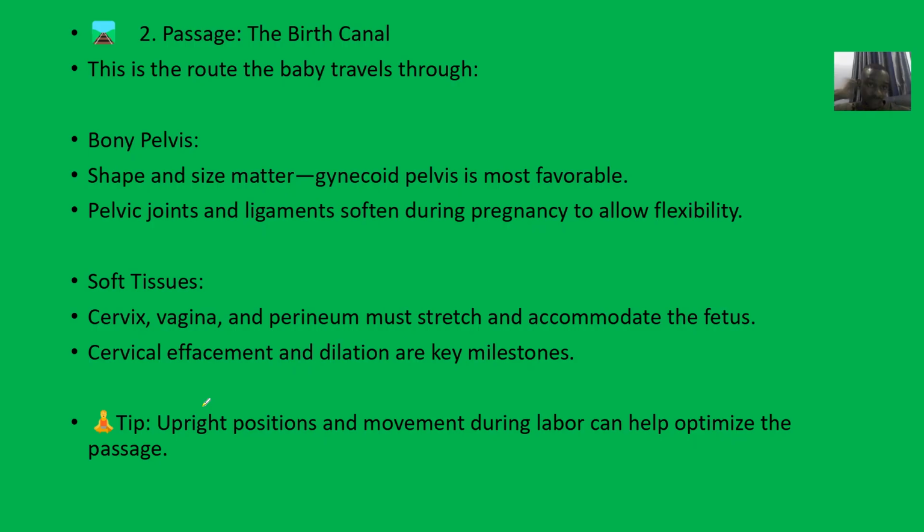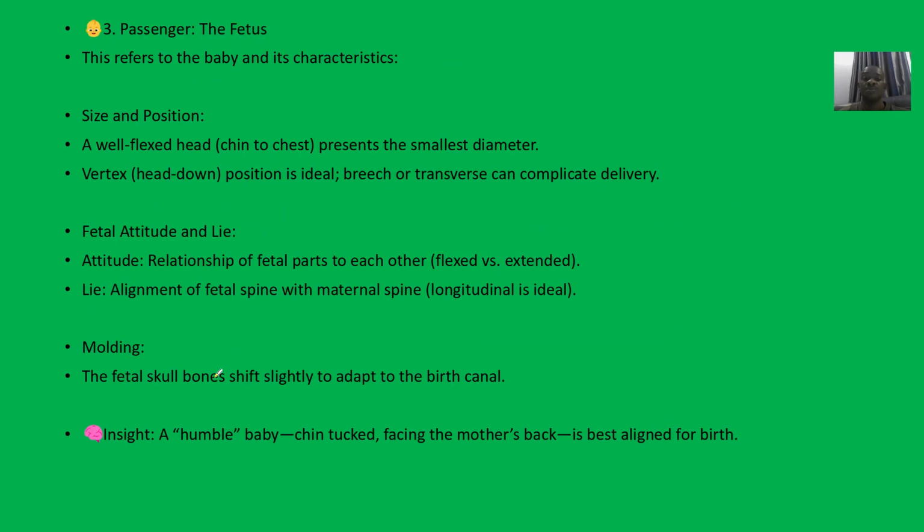So passage, which is the birth canal. Now talking about the bony pelvis, the shape and the size of the bony pelvis. Also the soft tissues there: the cervix, the vagina, the perineum. The cervix must keep becoming thin and dilated for the baby to be able to pass through.